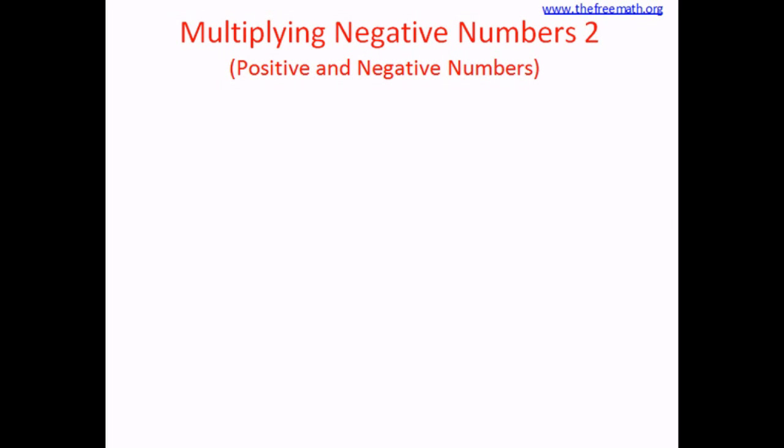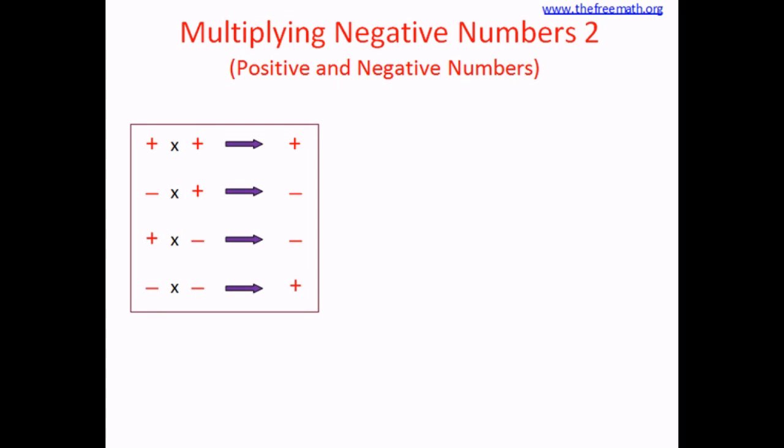This is the second part of multiplying negative as well as positive numbers. In the first part, we have seen these rules: when you multiply a positive and a positive number, the product is positive. When you multiply a negative number and a positive number, then the product is negative. And when you multiply two negative numbers, the product is positive.